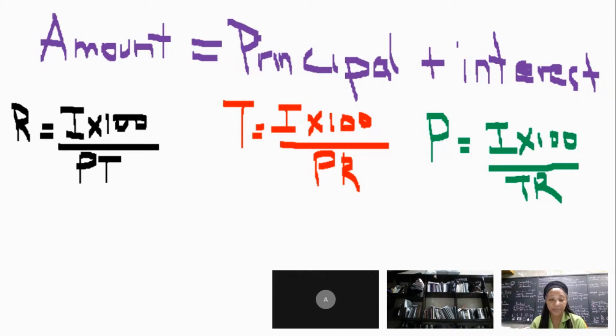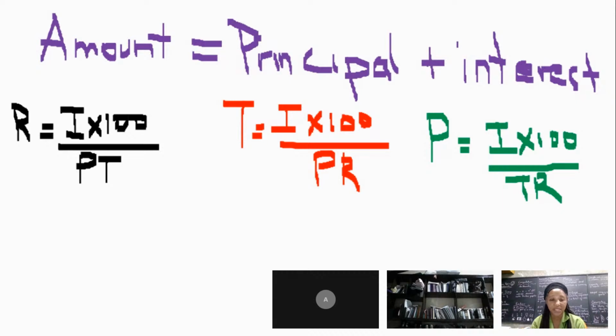And if it's the principal you want, interest times 100 is at the top, and the time times the rate will be at the bottom. So these are the five basic formulas that we're going to use in simple interest. The first one being the simple interest formula. Simple interest is principal times rate times time over 100.